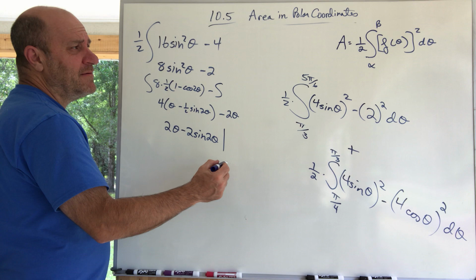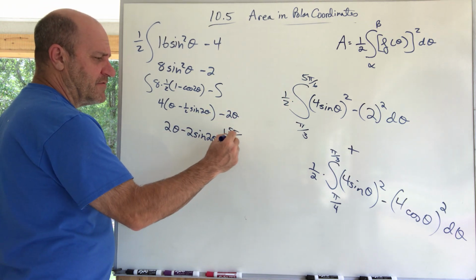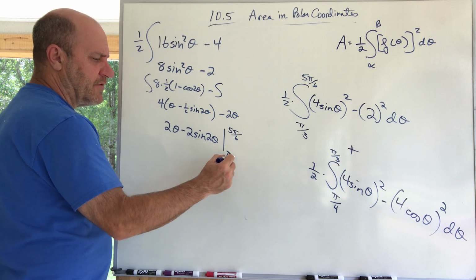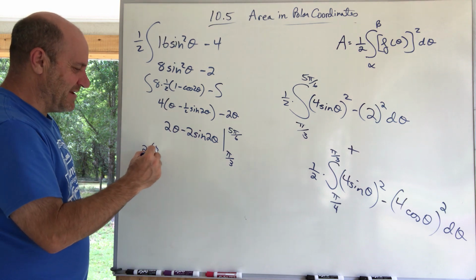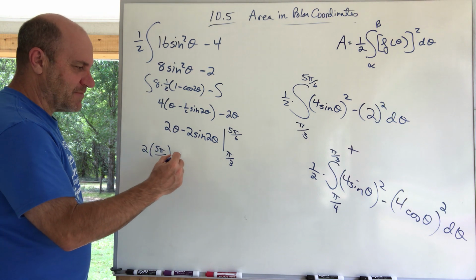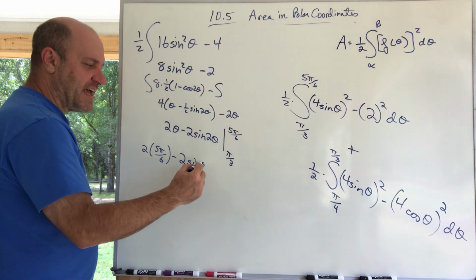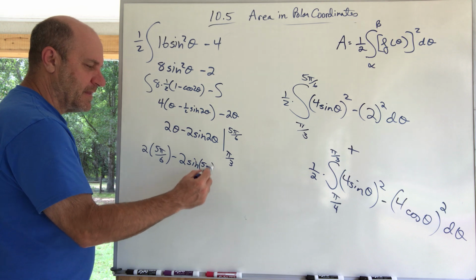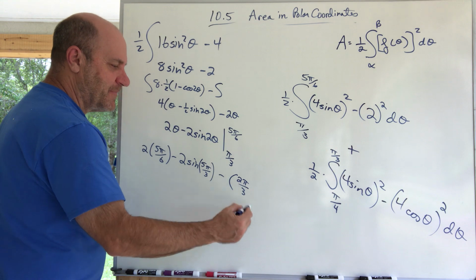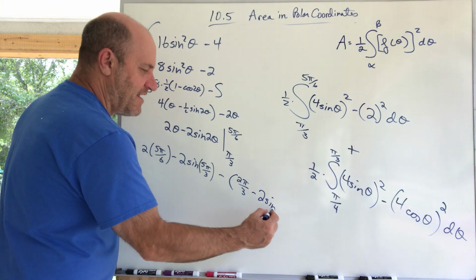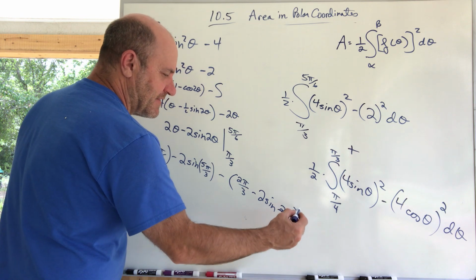What are my bounds? Pi over 3 to 5 pi over 6. All right, that gets a little tricky. Plug that in: 5 pi over 6 minus 2 times the sine of 2 times 5 pi over 6, which is actually 5 pi over 3. Minus, you plug in the pi over 3, that's 2 pi over 3, minus 2 times the sine of 2 pi over 3. All right, I know those answers, I think.